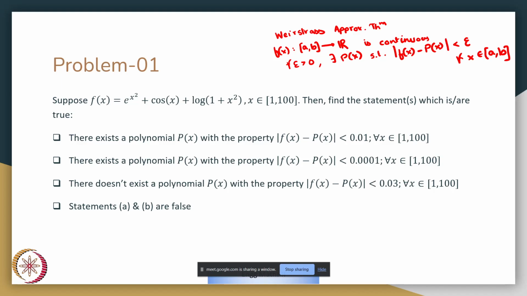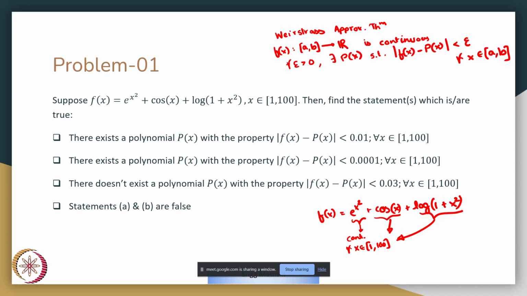You can see that for our case, we essentially have f of x equal to e raised to x square, plus cos of x, plus log of 1 plus x square. This is comprised of three different terms. E raised to x square, we know is continuous for all x belonging to our domain 1 to 100. Same is the case for cos of x. Same is the case for logarithm of 1 plus x square. So this will go from log of 1, which is 0, to log of 10,000.